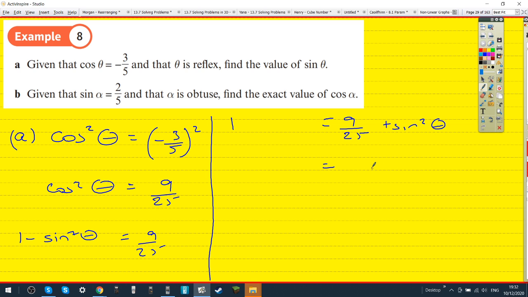Okay, we want it to be just sine squared theta. So can you minus 9 over 25 on both sides? Yep. Which gives you 1 minus 9 over 25 equals sine squared theta. Yeah. Calculator, 1 minus 9 over 25. 34 over 25. I think you did plus.